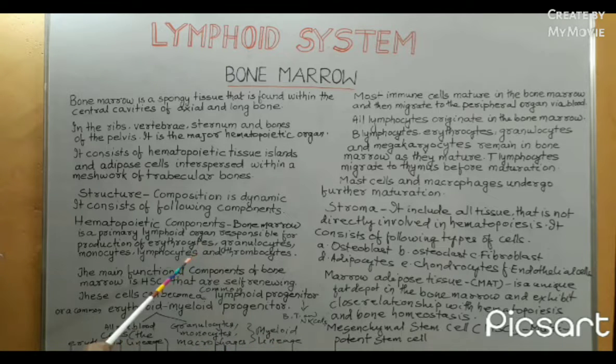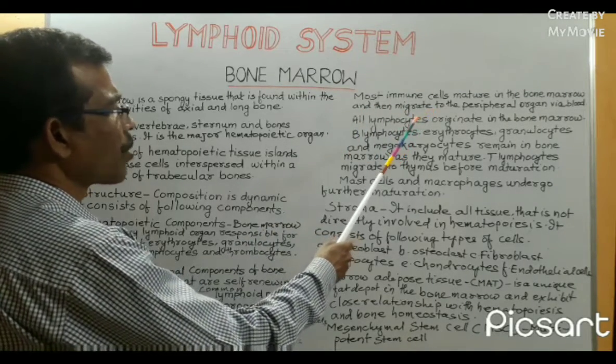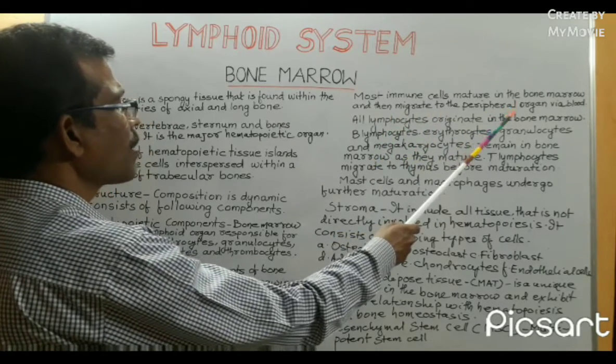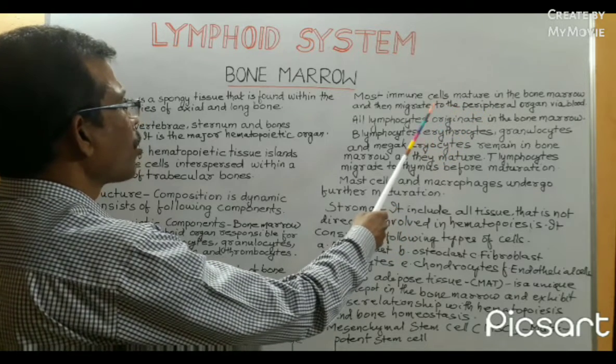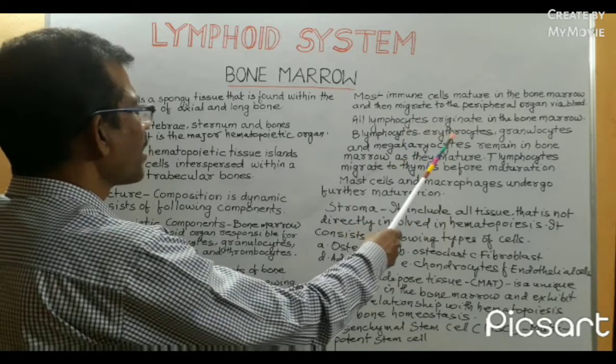So the bone marrow is a primary lymphoid organ that is responsible for formation of various blood cells like red blood cells, granulocyte, monocyte, macrophages and different types of lymphocytes. Next, most immune cells mature in the bone marrow, then migrate to the peripheral organ via blood. So blood plays an important role in the transport of immune cells from bone marrow to the peripheral organ. All lymphocytes originate in the bone marrow.